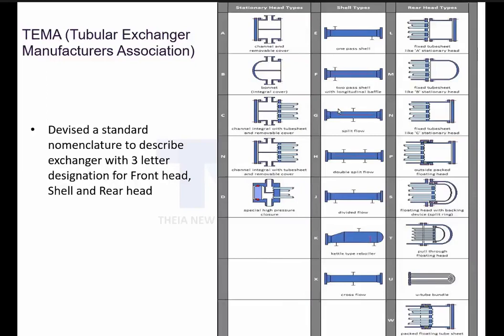So G, where will we go for G? Whenever you size a thermosiphon, a horizontal thermosiphon reboiler. See, whatever I'm saying is not standard. It is a rule of thumb. When you make a mistake, you will end up designing wrong exchangers. So whenever you design a horizontal type of thermosiphon reboiler, you will go for G type. This is the first preference. And if the pressure drop is more, then the next better option is you go for H type.